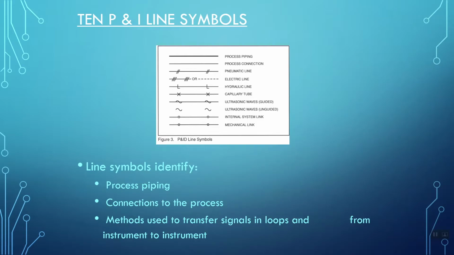Then you have ultrasonic waves. If the little signal is on the line, it means it's guided. When there's no line visible there, it means it's unguided. Ultrasonic waves are used generally to measure level controls and things like that, and level. Then you got an internal system link with open zeros and a mechanical link with the dots in the middle.